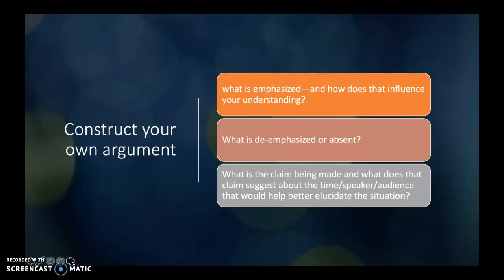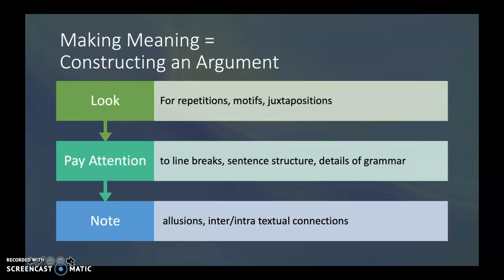And this is exactly the same thing that we did with nonfiction, so these should seem familiar to you because they are. As we're making meaning, we look for sometimes a little bit different things because fiction and poetry are different than nonfiction, although they have a lot of things in common. We want to look for repetitions.